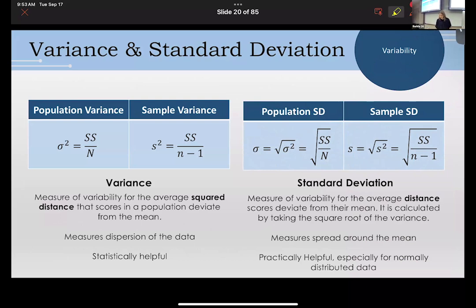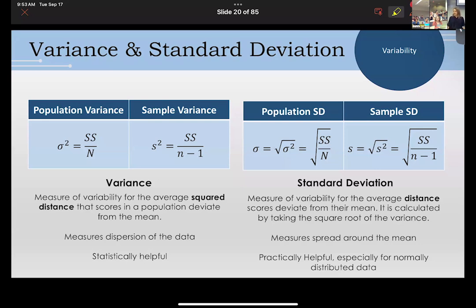Variance and standard deviation. Variance is a measure of variability: the average squared distance that scores in a population deviate from the mean, right? It's a measure of dispersion of the data. That's important, meaning it's one number that measures the dispersion of all of the data points. It's very statistically helpful, meaning we use it in all of our stats formulas, right? We don't actually use standard deviation very much. We use variance a lot more.